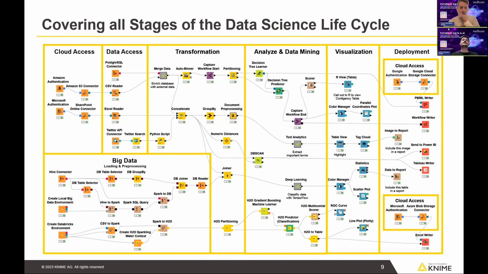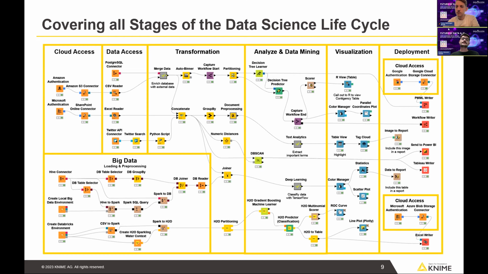For example, in this workflow, we read data from different sources. So we read data in KNIME, we can read data locally from a database, from the cloud, from big data also. And then once you have those data into KNIME, you can transform them, analyze, do data mining, do machine learning. Then we have a full set of nodes for visualization. And finally, you can deploy your data science application in the cloud or locally or as a dashboard, etc.